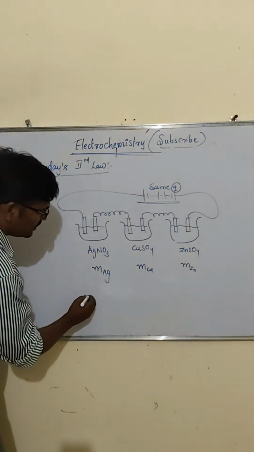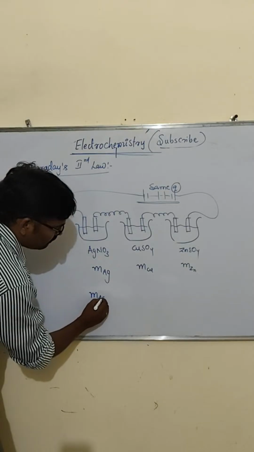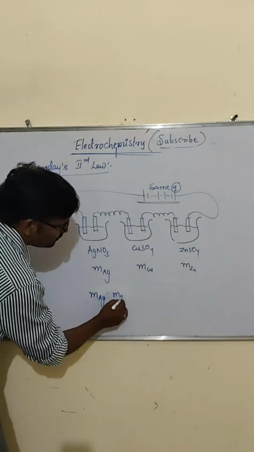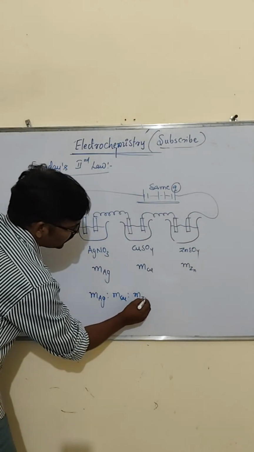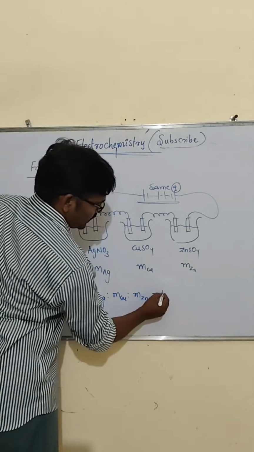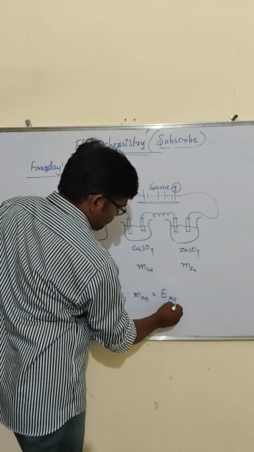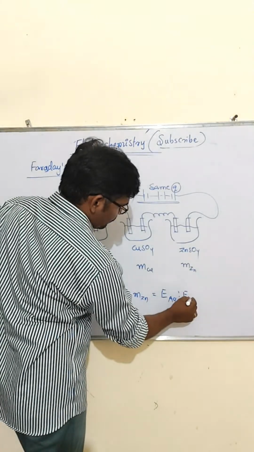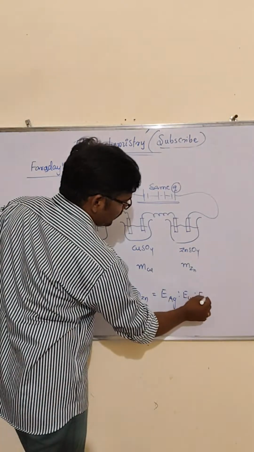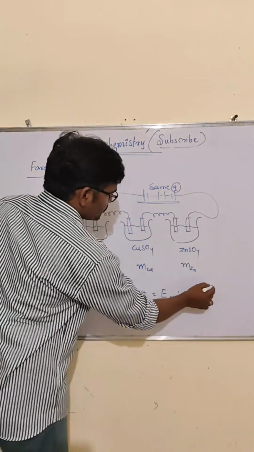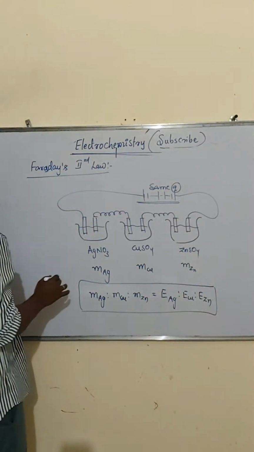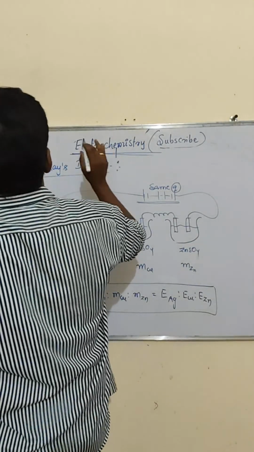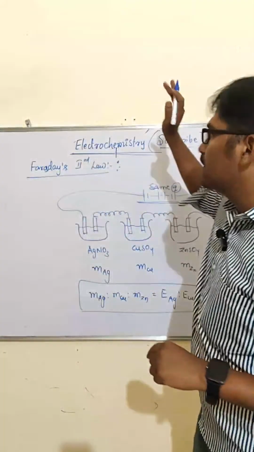So that means the mass of silver is to the mass of copper is to the mass of zinc is equal to equivalent mass of silver is to equivalent mass of copper is to equivalent mass of zinc. So this is the Faraday's second law. I will explain in the form of statements. Look carefully, my dear students.